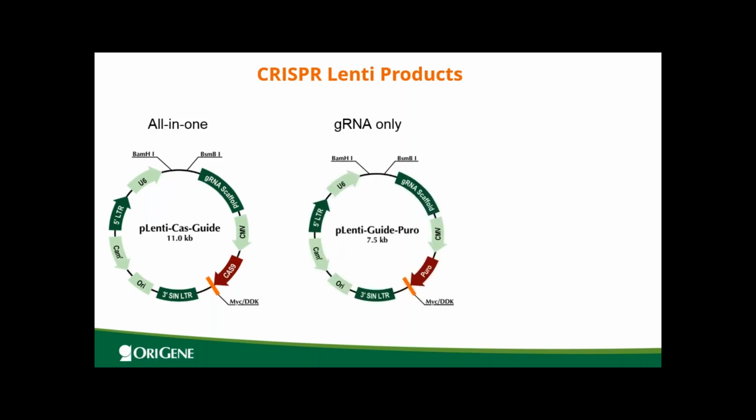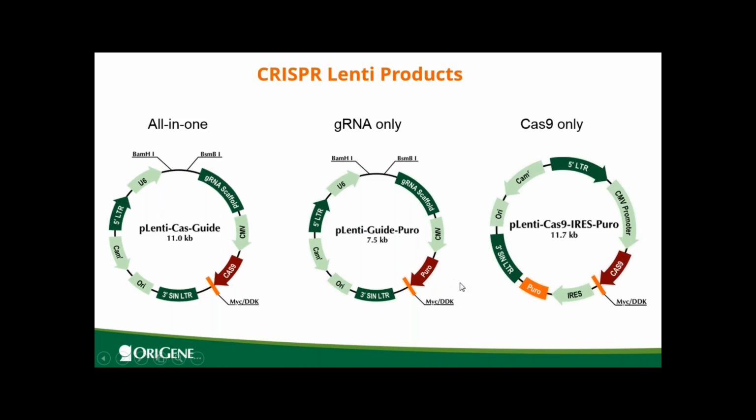And this is a gRNA-only vector. Here Puro replaces the Cas9, so there's no Cas9 in this vector. And this is a Cas9-only vector. Sometimes researchers need to make a Cas9 stable cell line, so they can use the Cas9-only vector and then just introduce the gRNA-only vector.